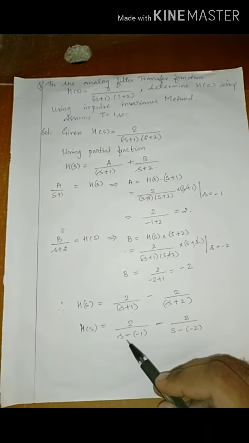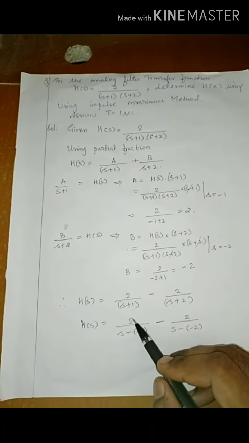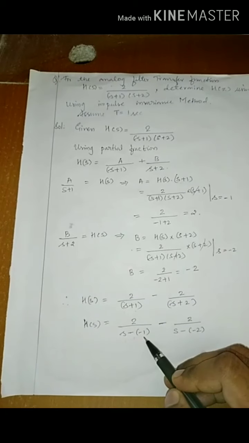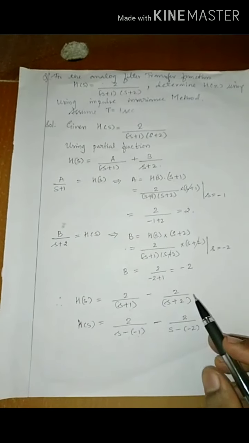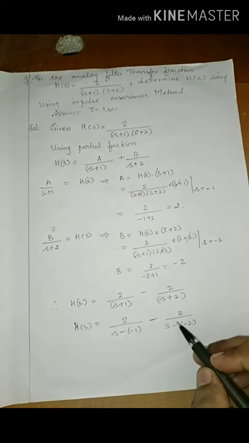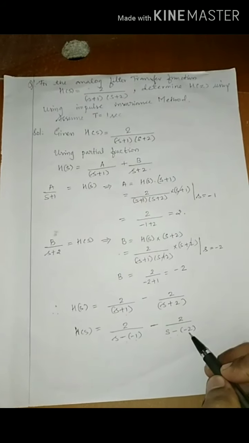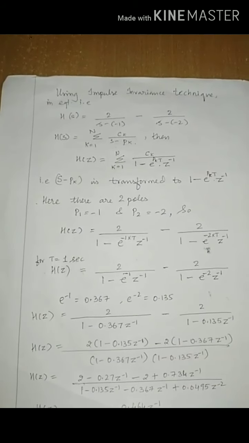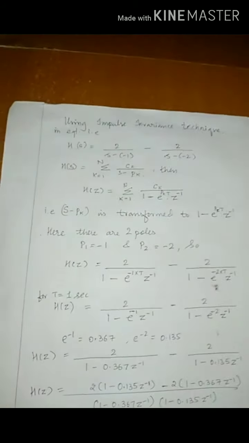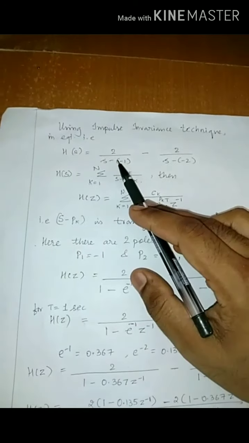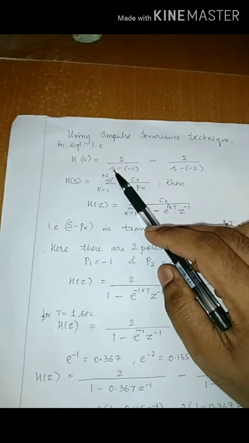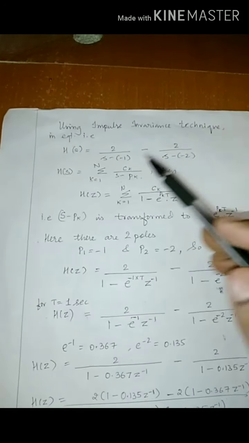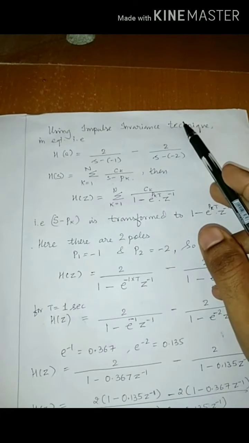Now the next step. Here H of S is equal to 2 divided by the denominator, which can be written as S minus of minus 1, which is nothing but S plus 1. Similarly, minus 2 divided by S minus of minus 2. So this is the transfer function we have found: H of S is equal to 2 divided by S minus of minus 1 minus 2 divided by S minus of minus 2.